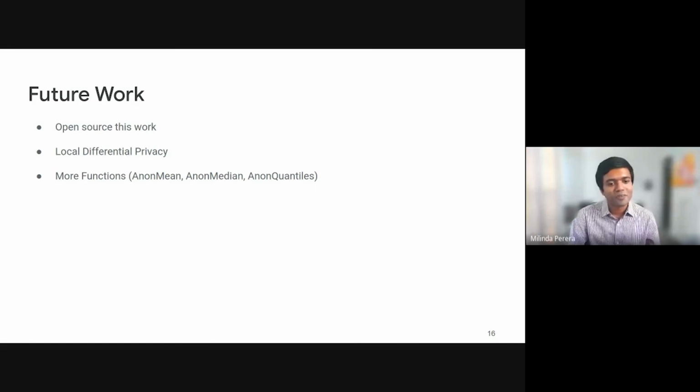The second thing we're exploring is introducing local differential privacy into this tool. Local differential privacy is a model where we apply differential privacy at the point of data collection, as opposed to collecting raw data first and then applying differential privacy on the server side. And the third direction we are exploring is to introduce more functions into the tool. Right now, our tool supports count and sum operations, but there are other functions we should support.